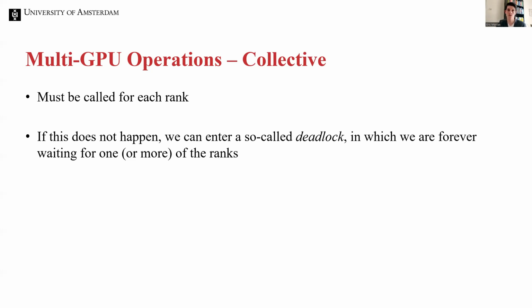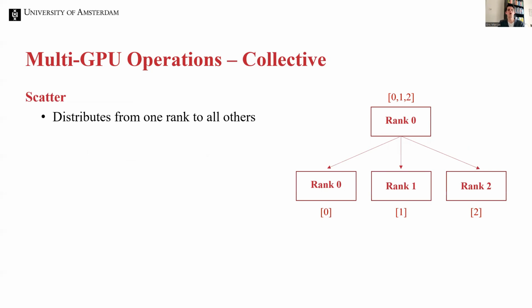Anyway, let us continue to the first one, which is called scatter. This operation, as the name may suggest, scatters something from one rank out to all the others. Here I have made a little pictorial example where on rank 0 we have, for example, a list of 0, 1, and 2. When I scatter it, it means that I distribute this list among all ranks, including rank 0 in this case. So rank 0 gets 0, rank 1 gets 1, and rank 2 gets 2. Easy enough. So you might wonder, okay, where is this used?